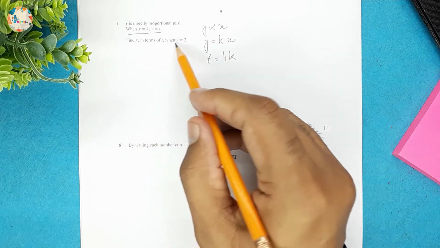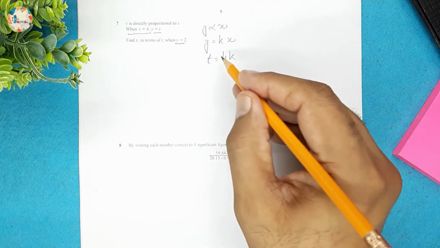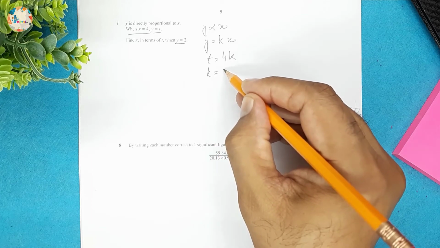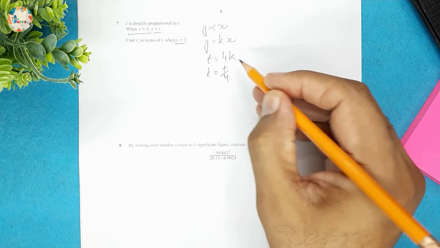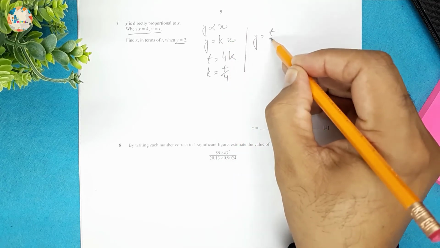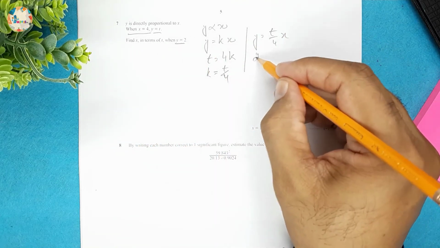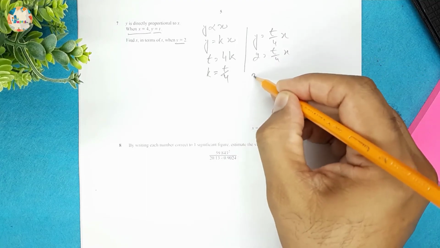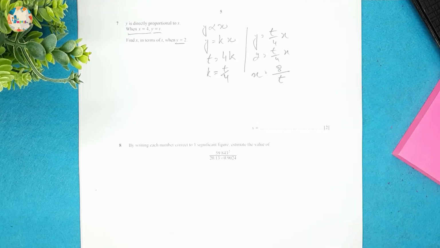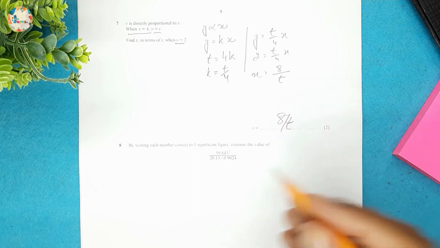So find x in terms of t when y is equal to 2. From here we can write k is equal to t over 4, and this value we can replace in this one, and y is equal to t by 4x. Find x in terms of t when y is equal to 2, so 2 is equal to t by 4x, so x will be equal to, we will shift to this side, 8 over t. So 8 over t will be our final answer for this question, 8 over t.